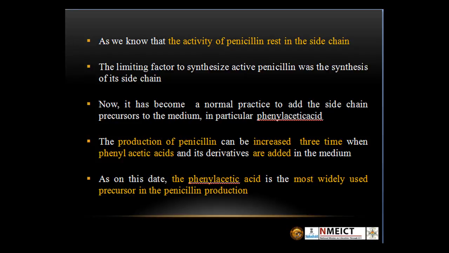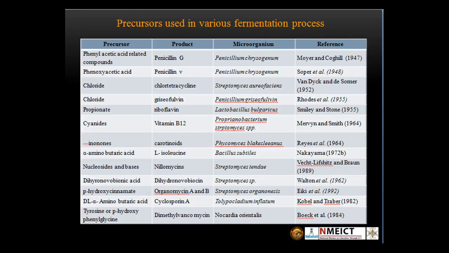Now, it has become a normal practice to add the side chain precursor to the medium, in particular phenylacetic acid. As reported by Smith and Boyd, the production of penicillin can be increased 3 times when phenylacetic acid and its derivatives are added in the medium. As of this date, phenylacetic acid is the most widely used precursor in penicillin production.